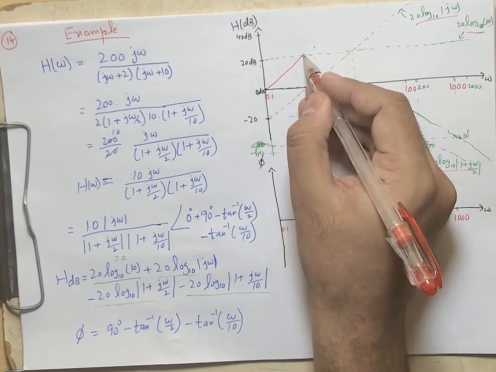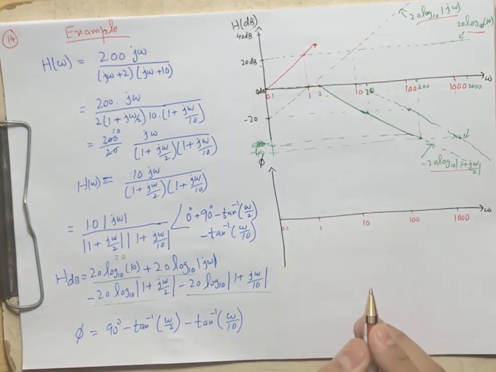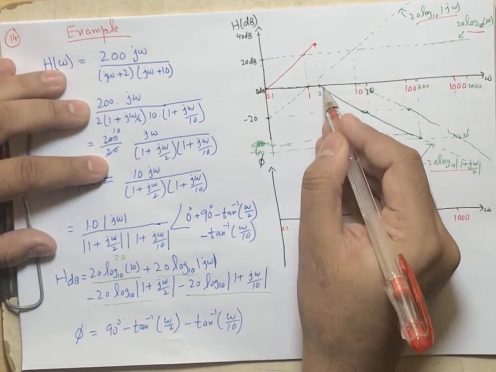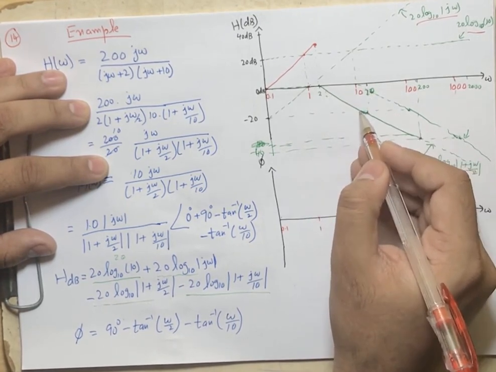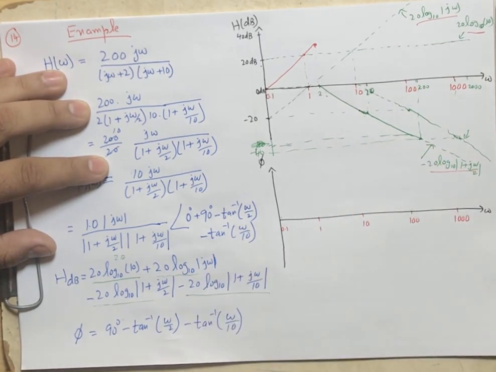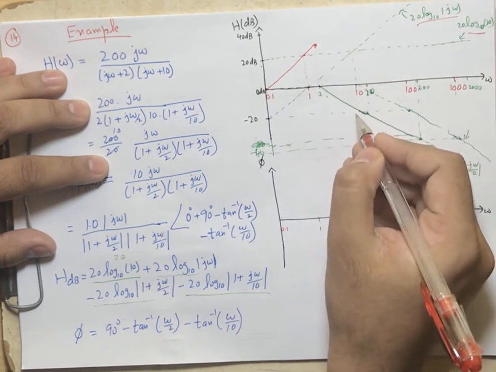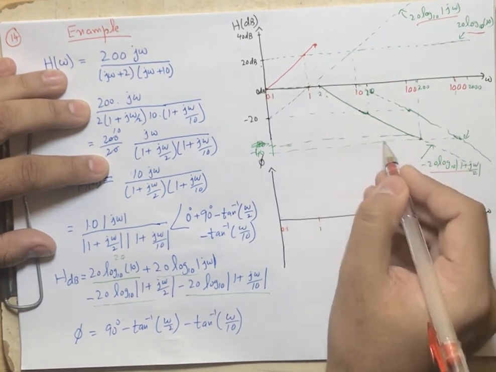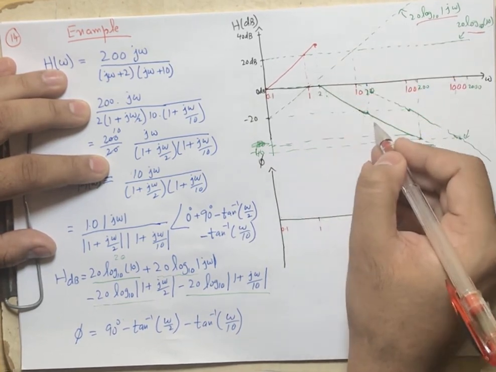After that it will keep on increasing until 2 with the same slope, and at 2 you have a decreasing slope until 10 over here. So you can see that until 10 you have a 20 dB increase, and you have a minus 20 dB decrease as well. So this is increasing and this one is decreasing.